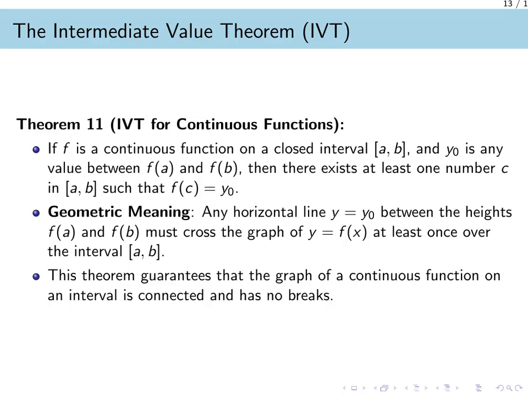Geometrically, this is very intuitive. If you draw a continuous curve from one point to another without lifting your pencil, any horizontal line you draw between the start and end heights must cross your curve at least once. The key takeaway is that continuity on an interval ensures the function's graph is a single, unbroken curve.